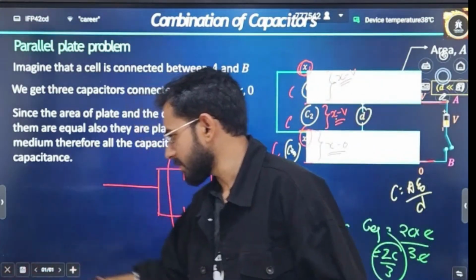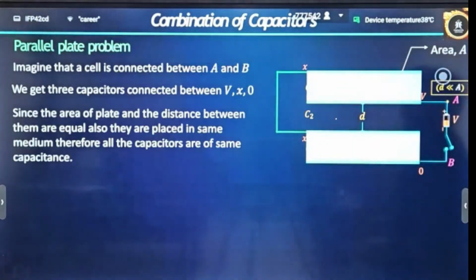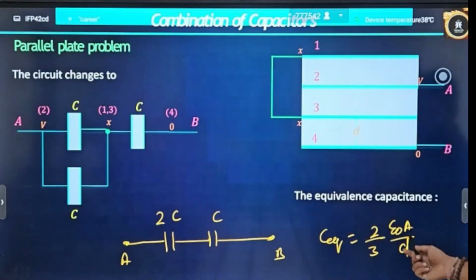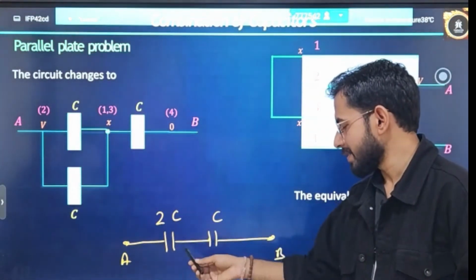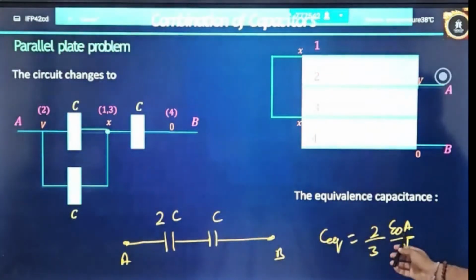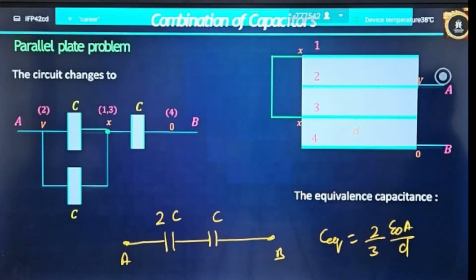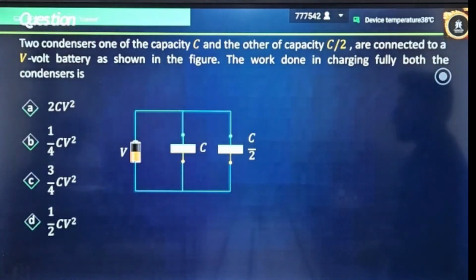The more questions you practice, the easier it will feel. Same thing. Finally, answer will be 2C by 3. Here 2C and C will be in series. The formula will be applied for parallel, and the C value we have already calculated. This is nothing but A epsilon naught by D.